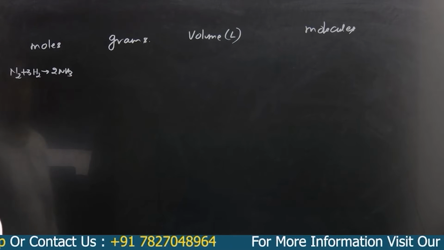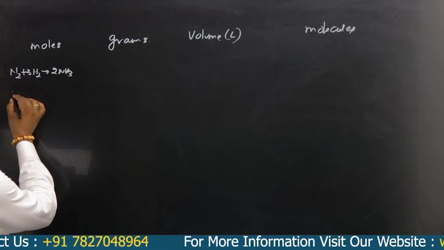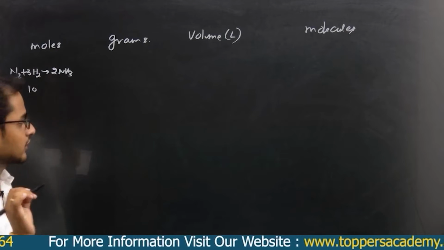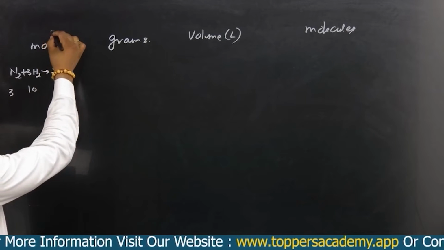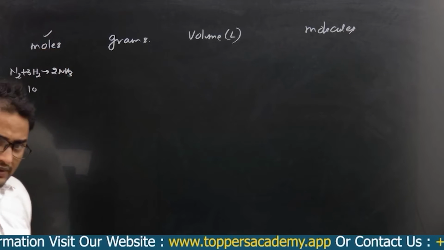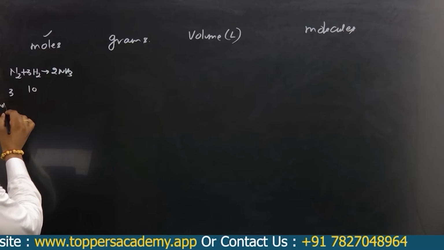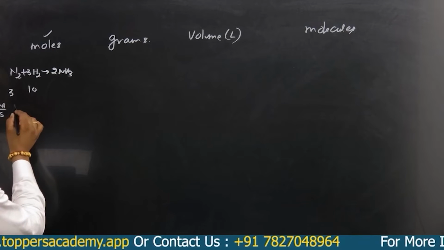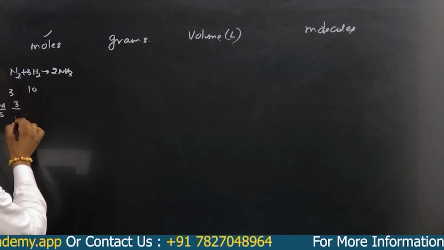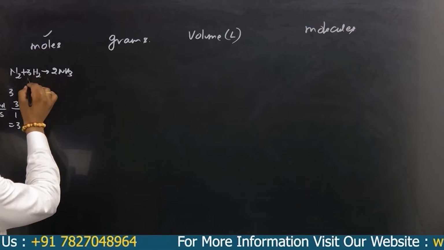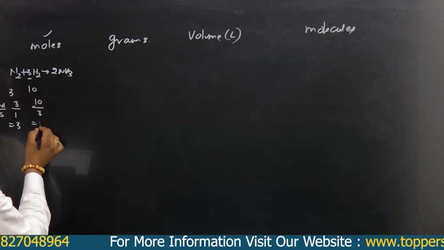Okay, so suppose we are given 3 moles of this and 10 moles of this. This is the number of moles, so this is very simple. We will have to find the number of moles upon stoichiometry. So 3 upon stoichiometry 1 is 3. Number of moles is 10, stoichiometric coefficient is 3, so it is 3.3.